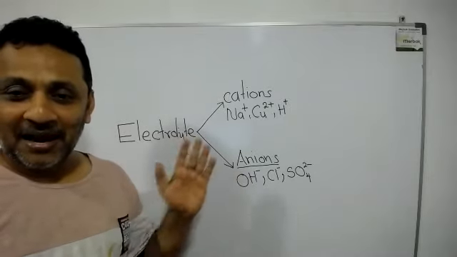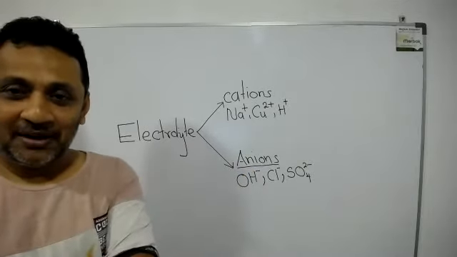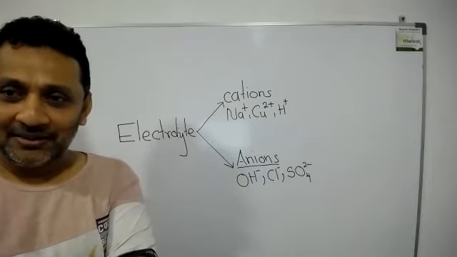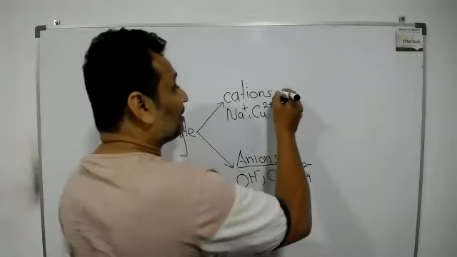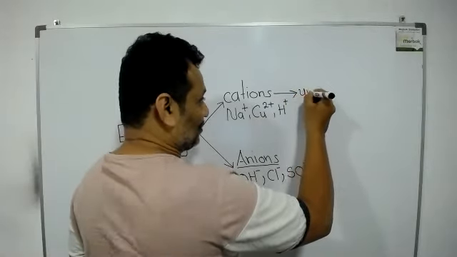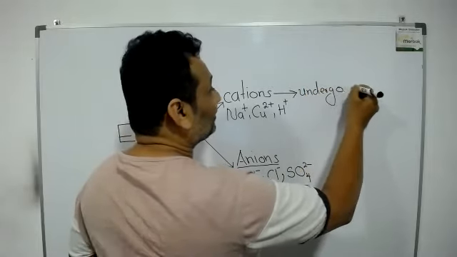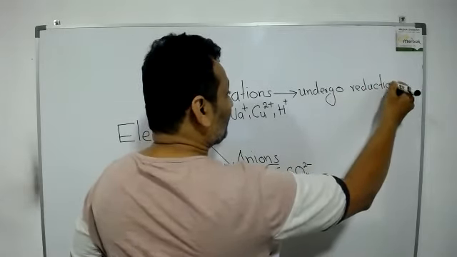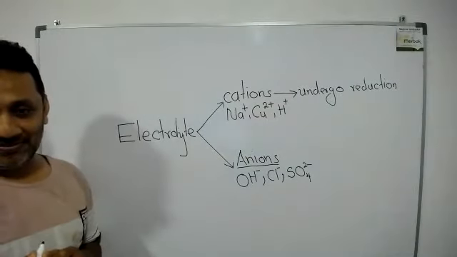Possible cations and anions I have written here, right? These are the possible cations. Remember, in electrolysis, cations undergo reduction. What kind of change they undergo? They undergo the change called reduction.